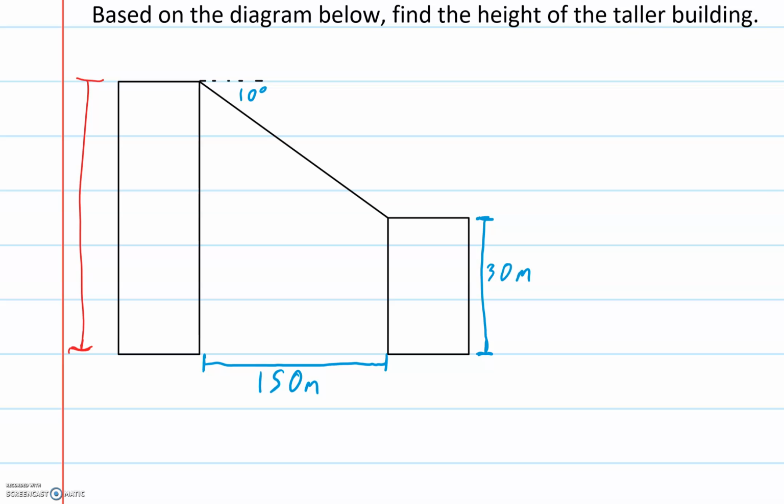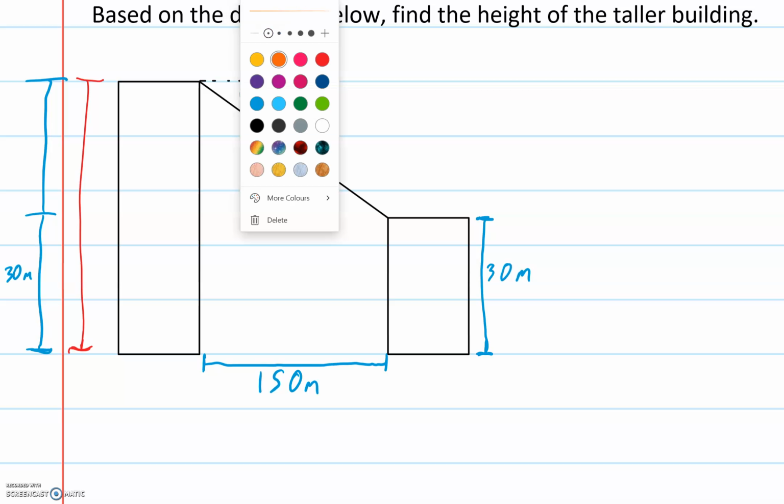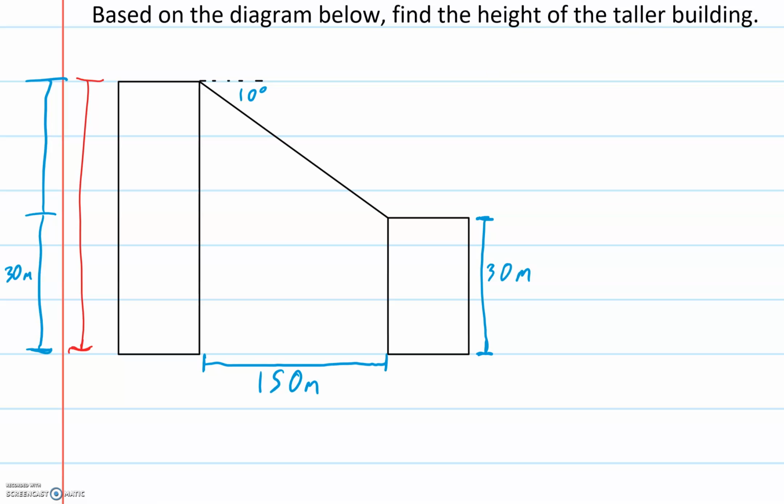All right, so first thing to notice is that the height of the taller building is actually 2 parts. It's the smaller building plus the rest of the height after that. So I'm just going to write that down. All right, and let's make it a little bit smaller. Yeah, that'll work. We're going to use orange. Okay, so we're looking for the height of the taller building.